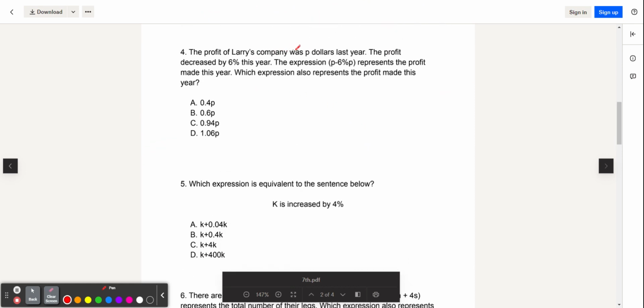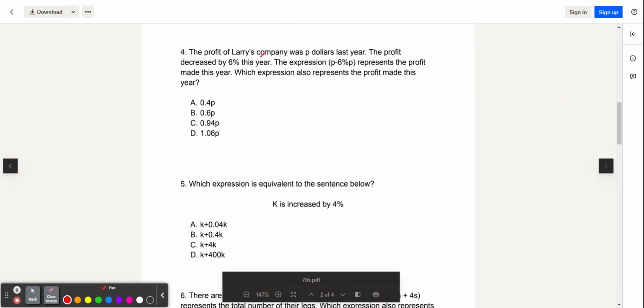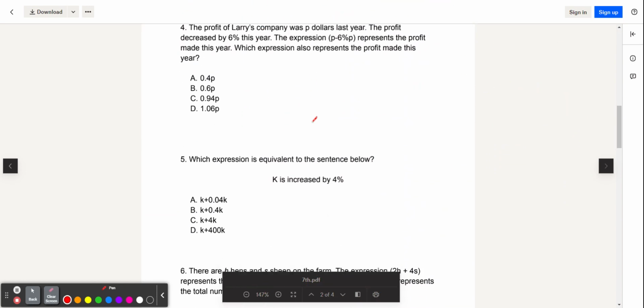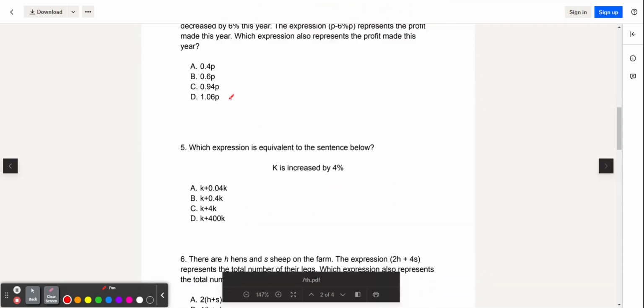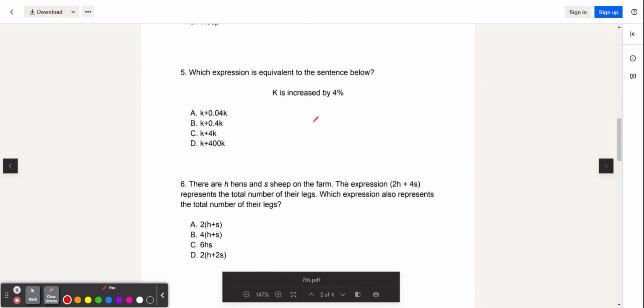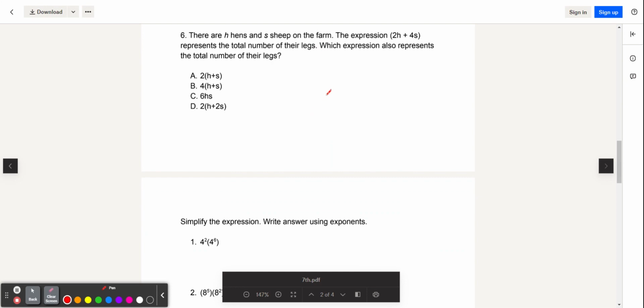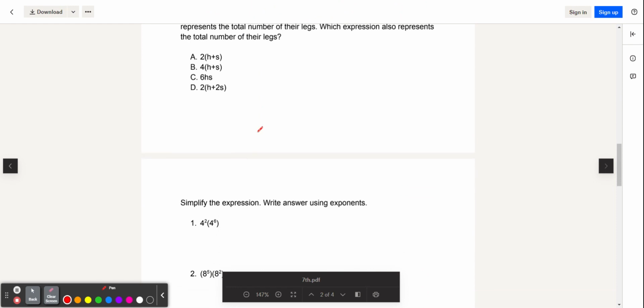Now, the profit of Larry's company was P dollars last year. The profit decreased by 6% this year. So just like number 1, this is a similar problem. Instead of adding, as we did here with an increase, we are decreasing. Hopefully you can solve this on your own. 5 is just like number 2, and just like how 4 and 1 are the same but reversed, this one's increase instead of decrease. And then this is just like 4 or 3. So solve those on your own.